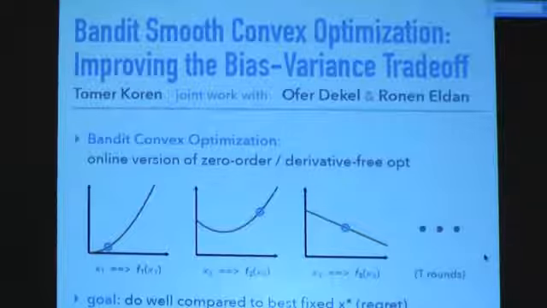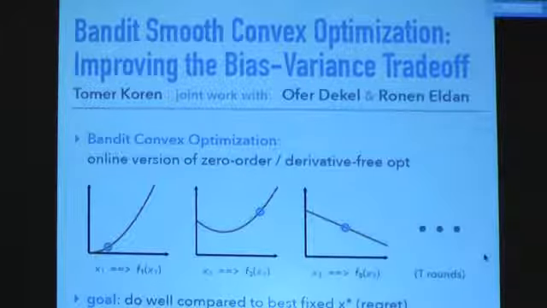It talks about bandit convex optimization, which is an online version of zero order or derivative-free optimization. And similarly to derivative-free optimization, we can only query function values, but the function also changes arbitrarily between queries. So it goes as follows.